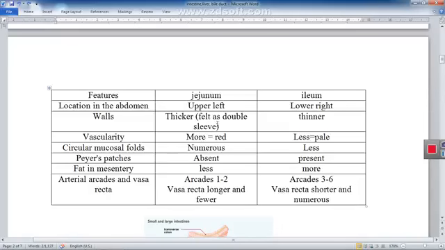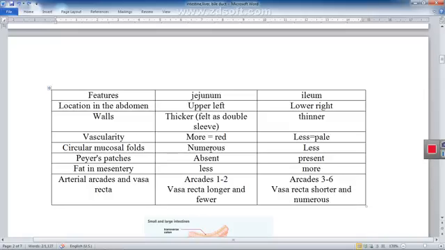If you catch the jejunum with your fingers, you will feel that it is thick, but the ileum is thinner. And actually, the thick jejunal wall appears just like a double sleeve, just like you are feeling a jacket, and deep to the jacket is the shirt. Third point is that the jejunum has much blood supply, so it is red in color, while the ileum has less blood supply and appears pale in color.